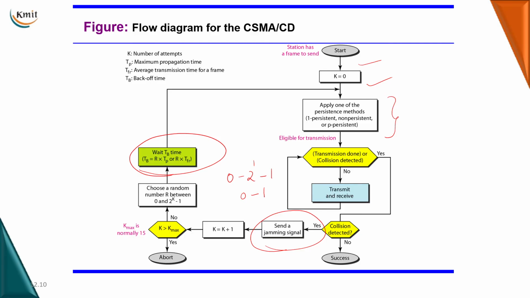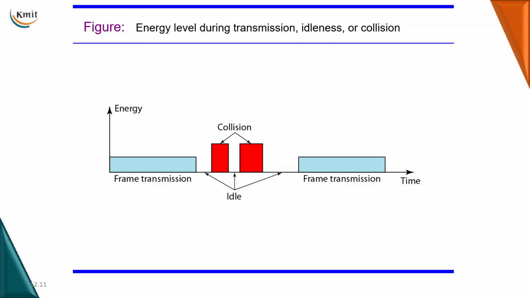But how will the station know that there was a collision? As I told you, look at the frame transmission here. When we talk about frame transmission, it is transmission of energy or a signal. So maybe this signal is 5 volts, the normal signal which is going. And this is idle: now nobody is transmitting.